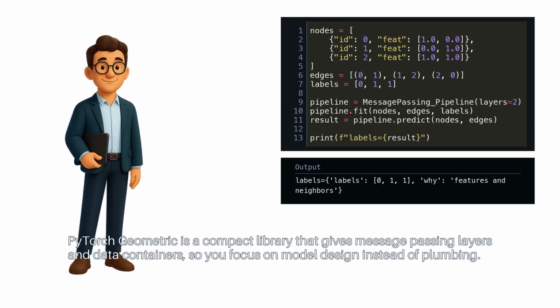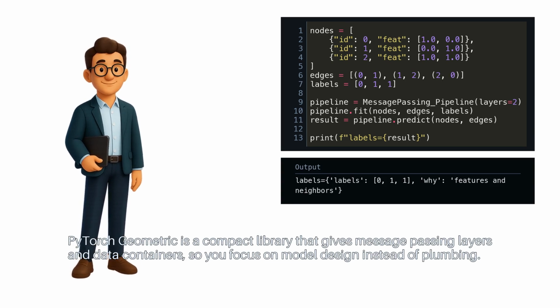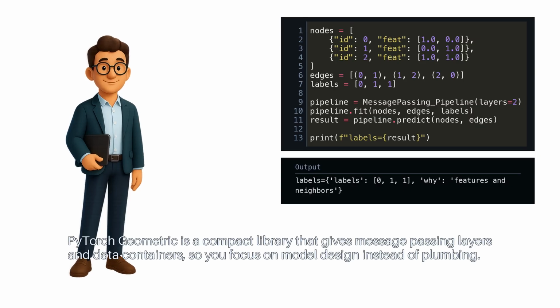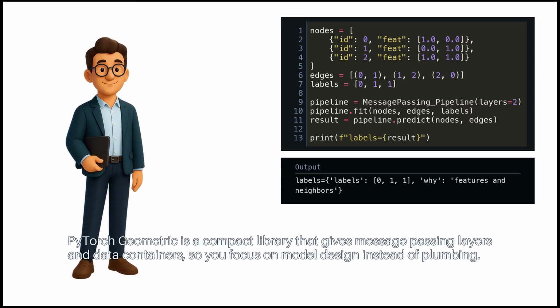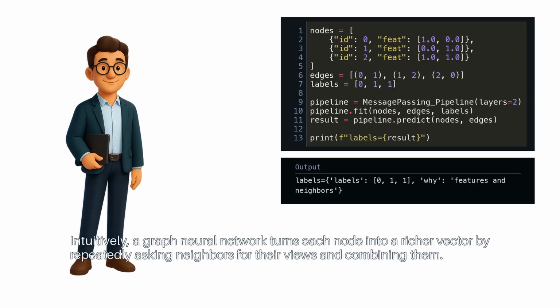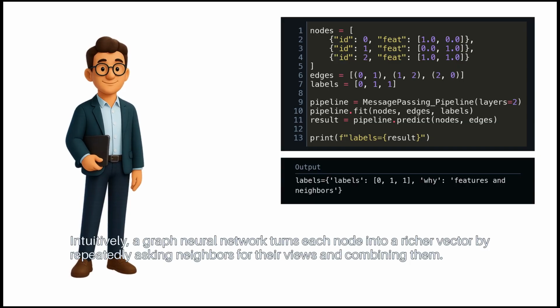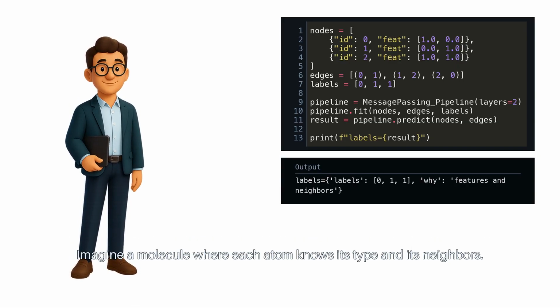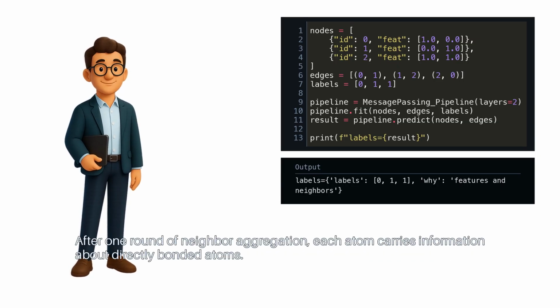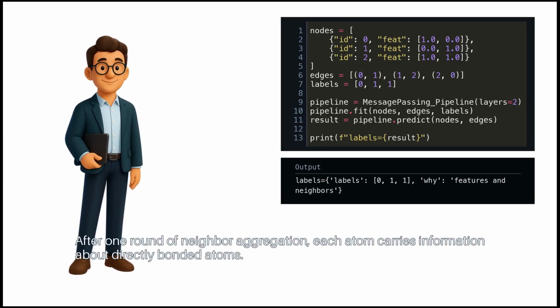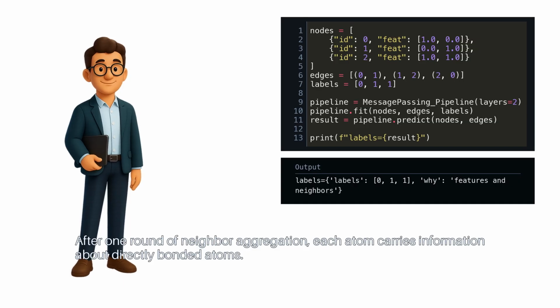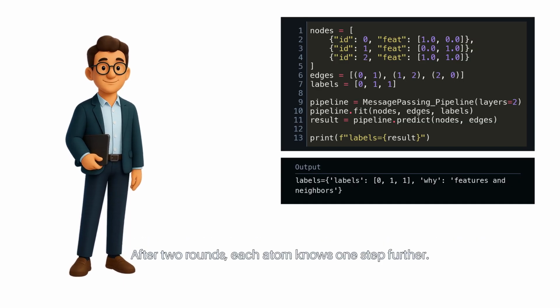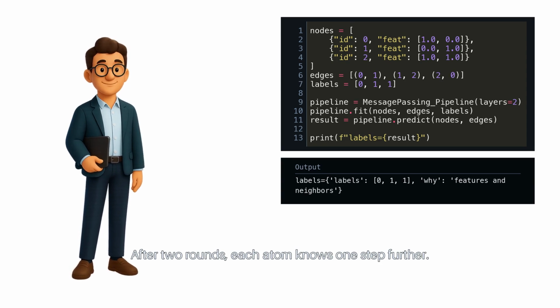PyTorch Geometric is a compact library that gives message-passing layers and data containers, so you focus on model design instead of plumbing. Intuitively, a graph neural network turns each node into a richer vector by repeatedly asking neighbors for their views and combining them. Imagine a molecule where each atom knows its type and its neighbors. After one round of neighbor aggregation, each atom carries information about directly bonded atoms. After 2 rounds, each atom knows one step further.